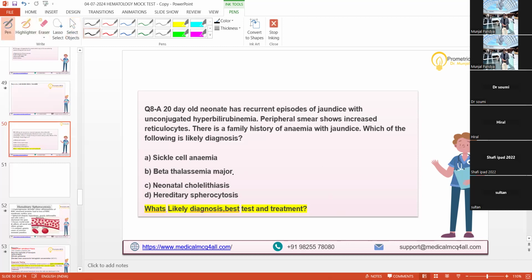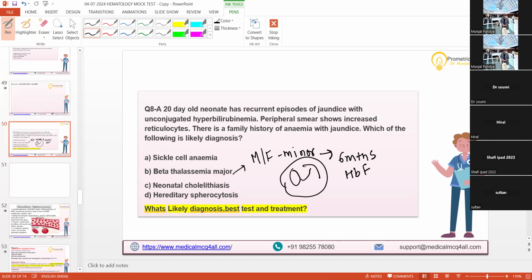So beta thalassemia major develops when the mother and father both have thalassemia minor. What happens? Up to 6 months of life, they have fetal hemoglobin. When the baby is in the womb with the placenta, there is a hemoglobin called fetal hemoglobin. That is how its name comes. So when the baby is in the uterus, their hemoglobin is F.